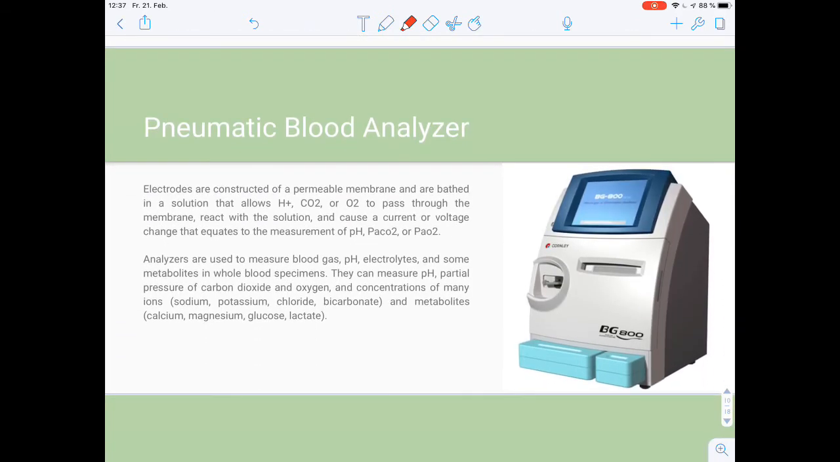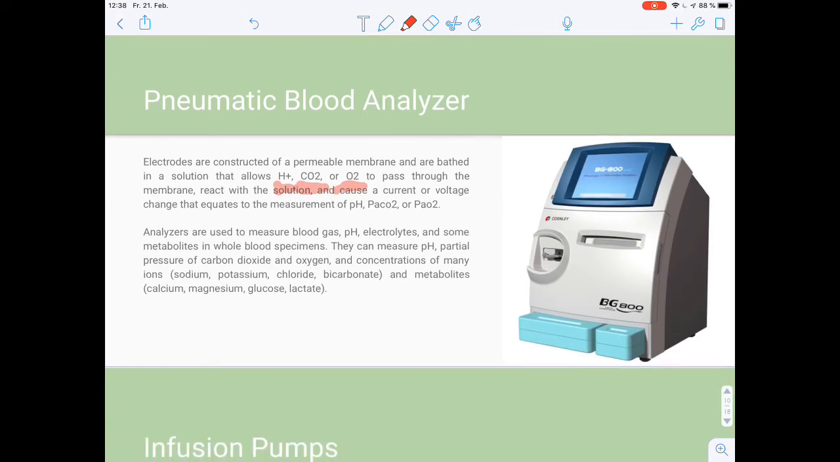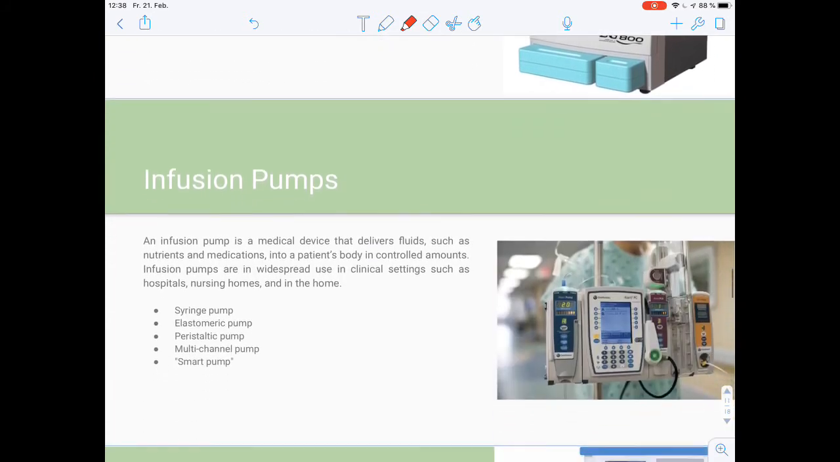Next, we can see the pneumatic blood analyzer, and this is not strictly a diagnostic device. Well, it is, because using electrodes, it measures the amount of hydrogen, carbon dioxide, or oxygen inside of the blood. And this is used to analyze the blood gases, the pH, electrolytes, and other metabolites. This uses complex mechanisms, but it also works with gases.